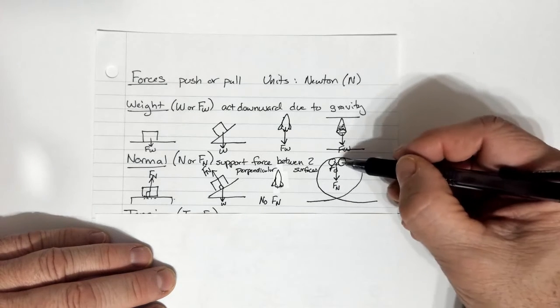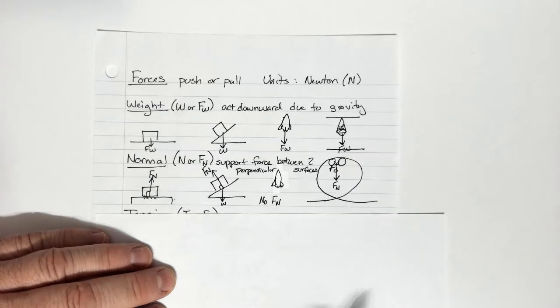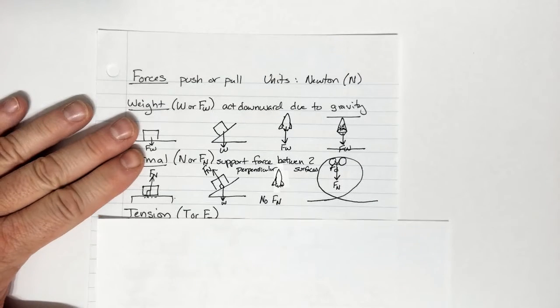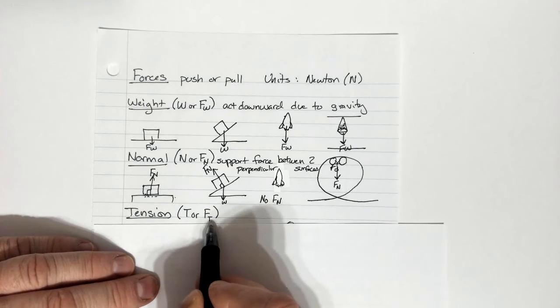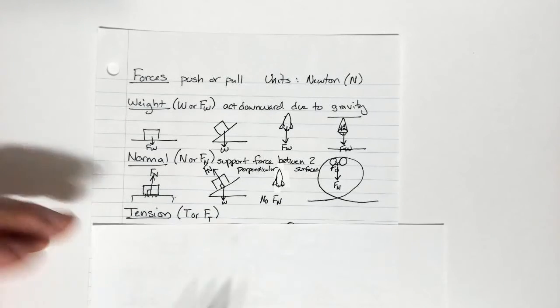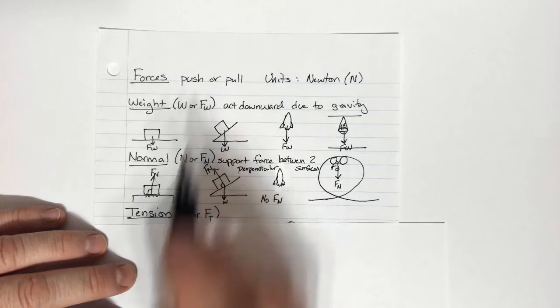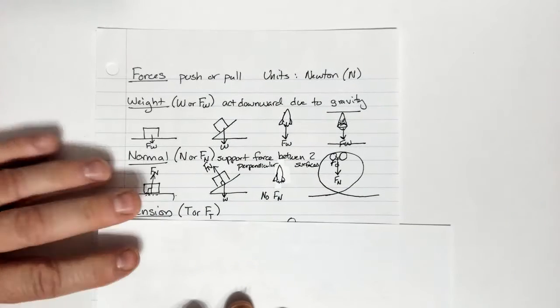So there is some normal force in this idea. Okay. The next force I want to mention is called a tension. We're going to call it a T or an FT, force of tension. Tension is created when a push or pull is acting through a wire or a rope.